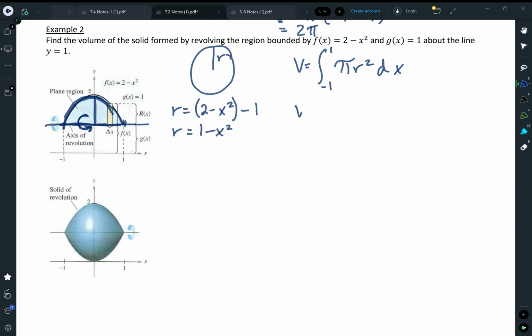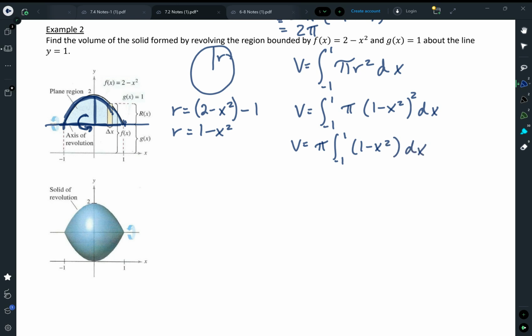So let's go over here and set up our integral now. From negative 1 to 1, we'll have pi times the quantity 1 minus x squared dx. So we'd want to go ahead and put pi in front. And then we're going to make one more change. Oh, I forgot my square.